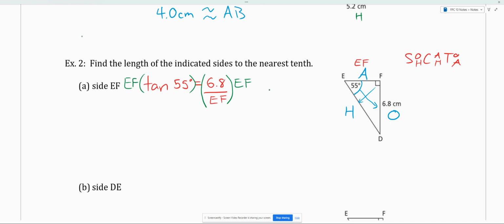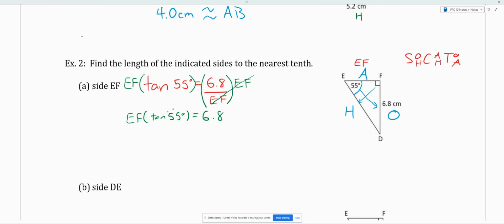All right. We won't be done. This is going to require one extra step. So now the EFs are gone. I no longer have my unknown side in the bottom of a fraction. So over here now I have EF times the tan of 55 degrees is equal to 6.8.